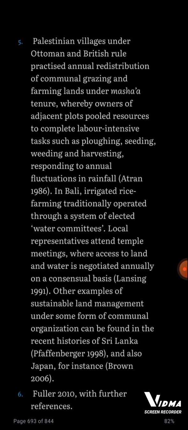In Bali, irrigated rice farming traditionally operated through a system of elected water committees. Local representatives attend temple meetings where access to land and water is negotiated annually on a consensual basis, Lansing 1991.